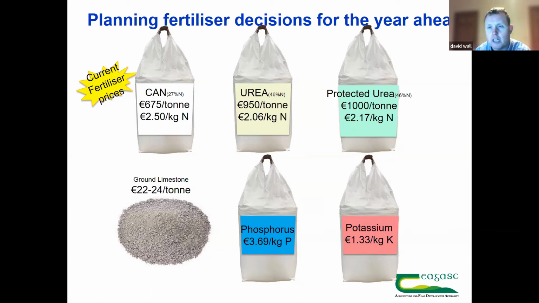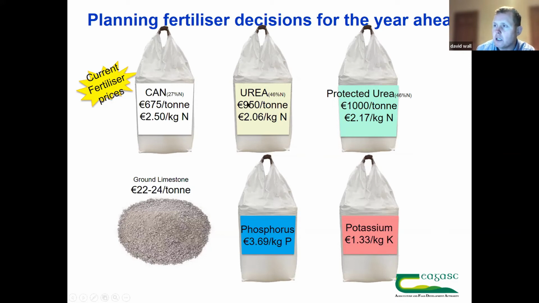So to look through them, if we look at calcium ammonium nitrate, CAN, to start off with, it's currently somewhere between 675 and 700, and when we break that down per euro per kilo of nitrogen, it's coming in at around 250. And it's worth noting that this time last year that was around 95 cent. So it's a significant hike in fertiliser prices.